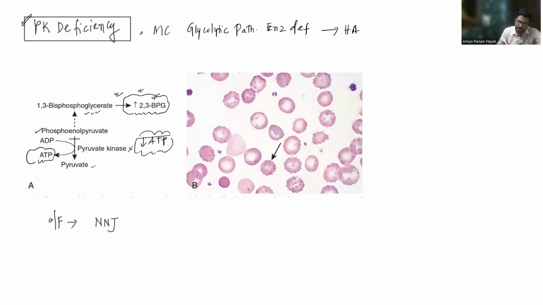Usually these present with neonatal jaundice, and they will also have splenomegaly because there will be chronic hemolysis. But the severity of the anemia is somewhat lessened by the increased 2,3-BPG. In the peripheral smear, you will get echinocytes. So in this condition, you are going to get echinocytes. What are these echinocytes? These are otherwise known as the Burr cells.